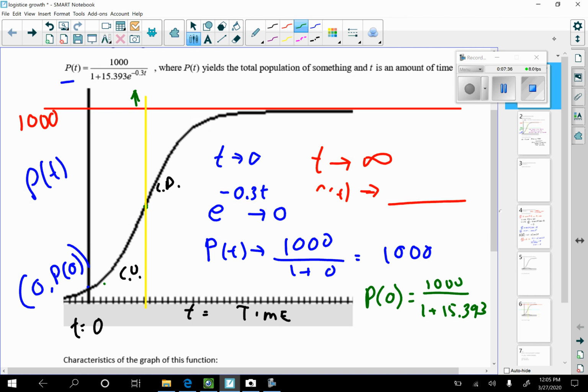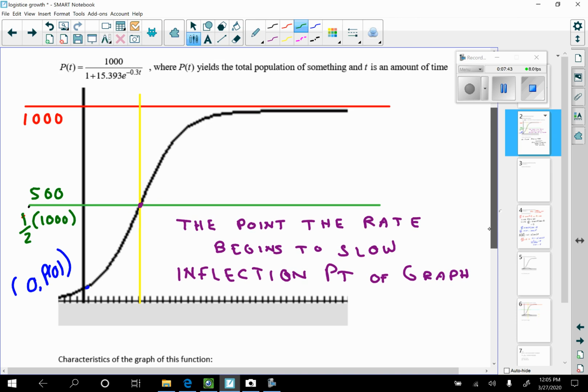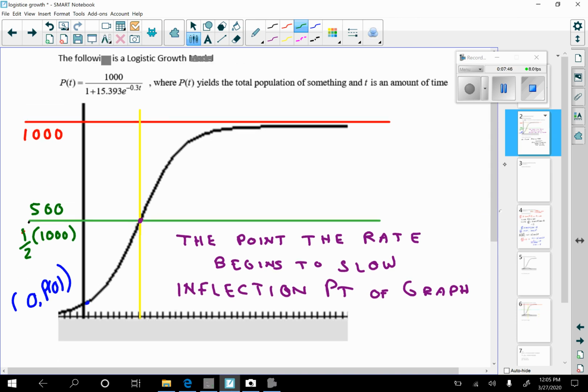So I have on the next slide this result just to make sure that I talked about everything. Okay. The rate begins to slow, the inflection point. I talked about this. Here's what was not on that other slide, this guy right here. And we're going to be able to prove this. What's really interesting about these logistic growth models is that right at the inflection point, right where the rate begins to slow down, that equals half of the maximum carrying capacity.